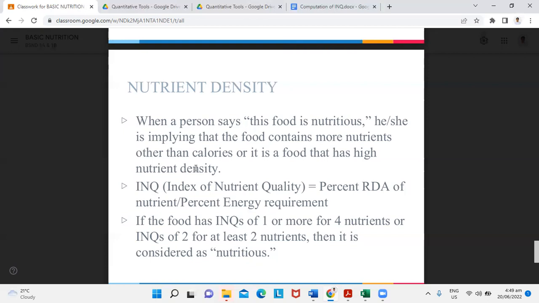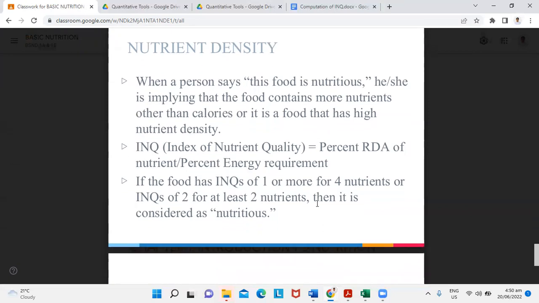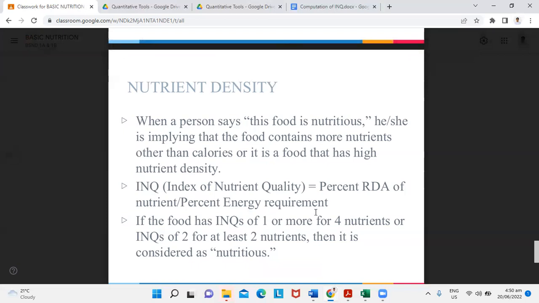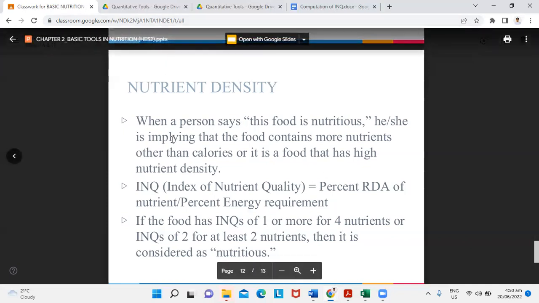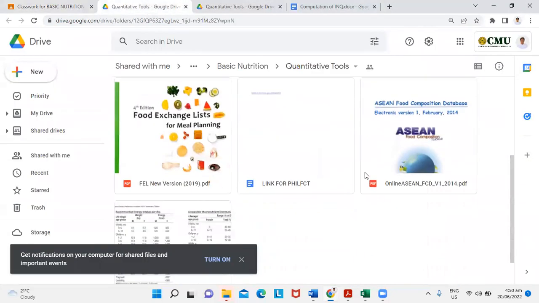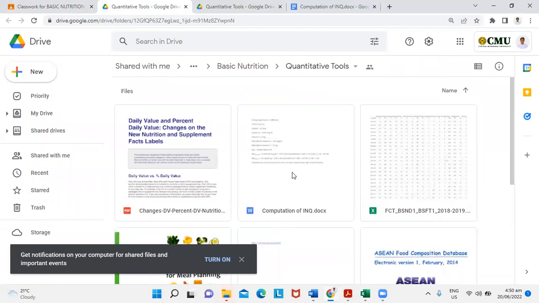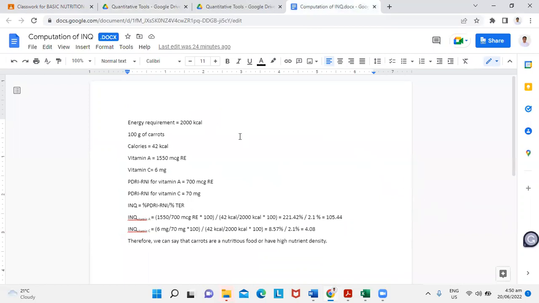In order for us to technically say that this food is nutritious, we must be able to compute its INQ, because the INQ of a food item is our basis to determine whether that food is really considered nutritious. The computation for the INQ is actually easy. We would only consider a few factors in the equation, and I was able to upload a sample of the computation. Just click this and you will be directed to this page.